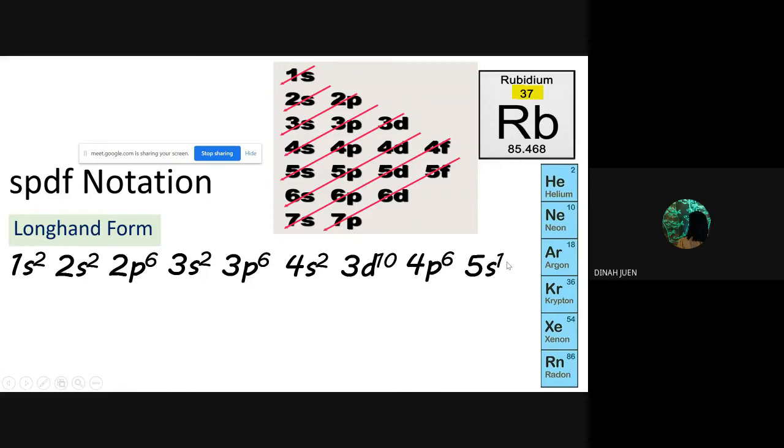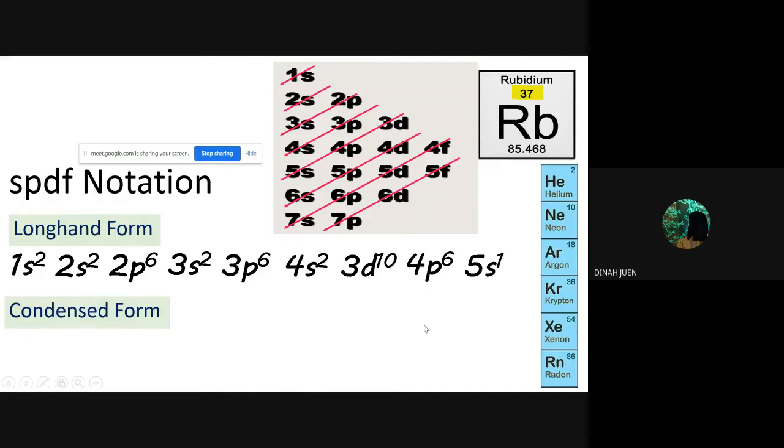Remember that a neutral atom, like rubidium, will have the same number of electrons as protons. The atomic number represents the number of protons, so it will have the same number of electrons, a total of 37. We will just count the total. Next, let's do the condensed form.